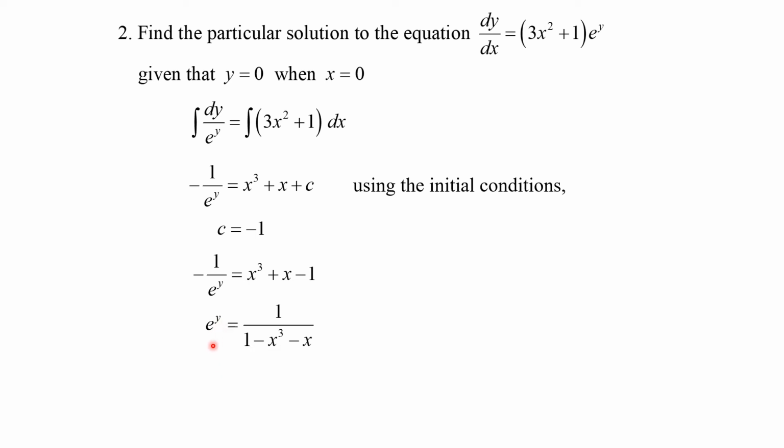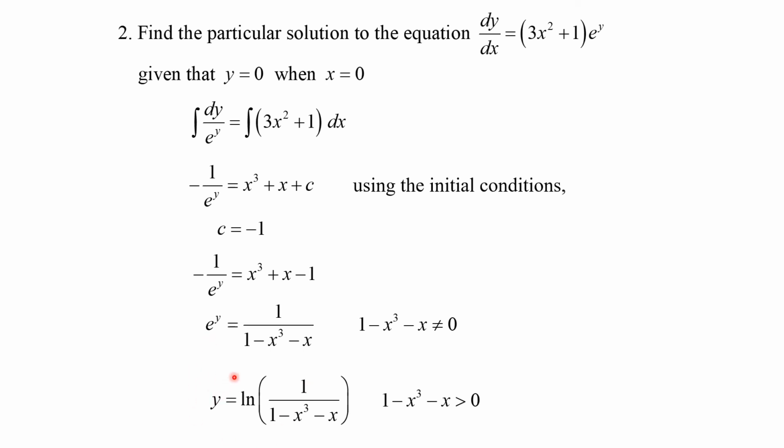In order to get that, you make e to the power of y the subject. So negative 1 divided by this. You factor the negative to the bottom, so the sign of this function will change. Everything becomes opposite: negative 1 becomes 1, plus x becomes minus x, and plus x cubed becomes negative x cubed. And then next you need to make y the subject of the equation.